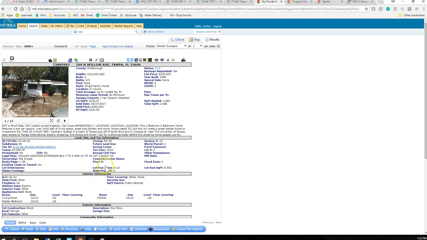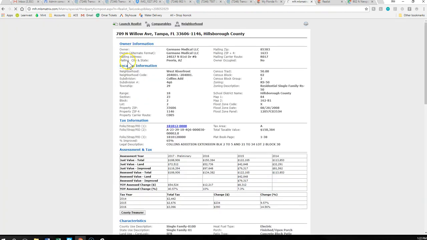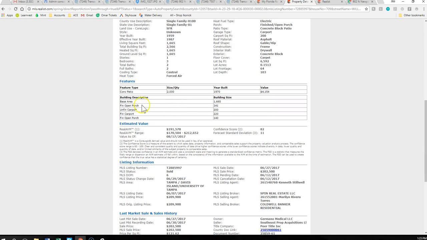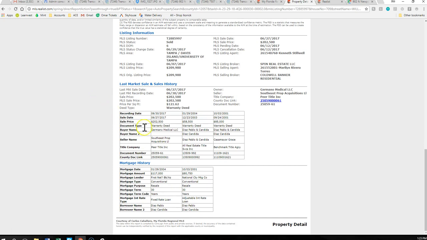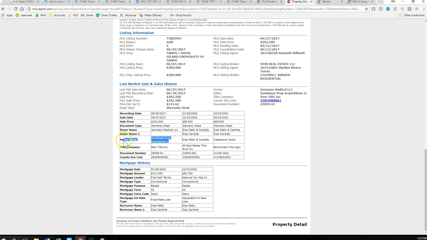Yeah, so basically, the way that you find the buyer when you're looking at a cash as-is comp is you go to the tax record. And then it's usually going to be right there in the owner name, or it'll be in the last market price. And what you can do to check is see who sold. The owner was Southeast Property Acquisitions, and then you see who Southeast Property Acquisitions sold it to. So right here, seller, and they sold it to Germano Medical LLC. Now we got the LLC name of the buyer. Nine times out of 10, it's going to be an LLC.